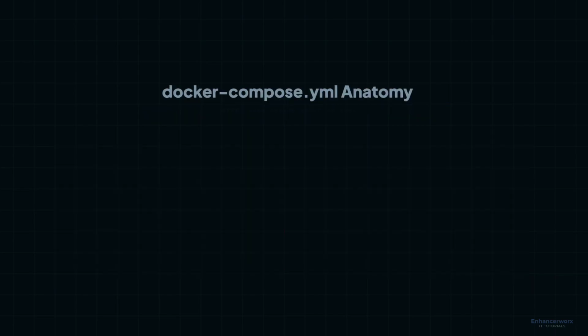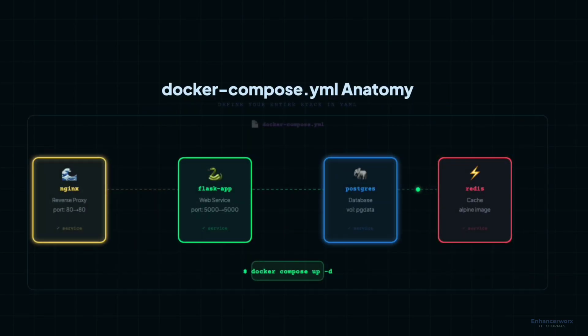The docker-compose.yml file is structured around services. Each service becomes a container. The services section is where you define each component. Under each service, you specify the image or build context, port mappings, environment variables, volumes, and dependencies.